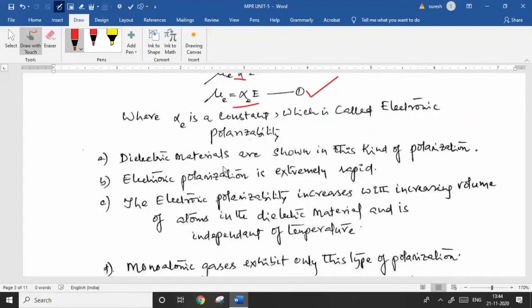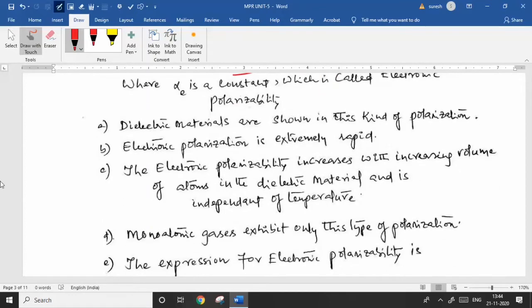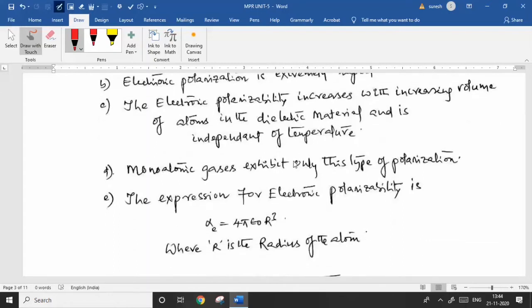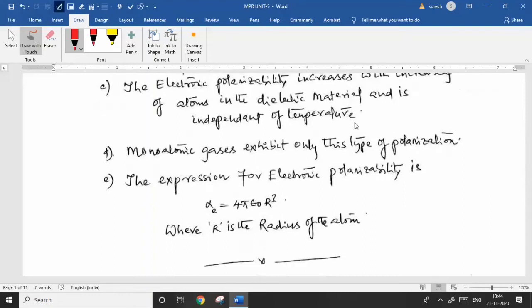Therefore, dielectric materials are mainly shown in this kind of polarization. If you take any dielectric material, all dielectric materials are shown by this particular kind of polarization, that is nothing but electronic polarization. And the next point is electronic polarization is extremely rapid. The electronic polarizability increases with increasing volume of atoms in the dielectric material and is independent of the temperature.